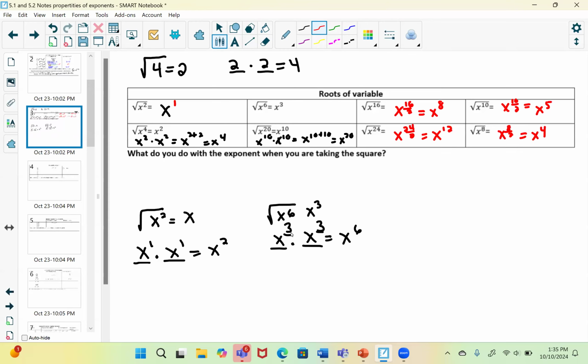Okay. So anytime we're taking the square root, what do you do to the exponent when you're taking the square root? Okay, what we do is we divide the exponent by 2. So anytime we take the square root, we divide the exponent by 2. Okay, and so that is how we do the square root of a variable.